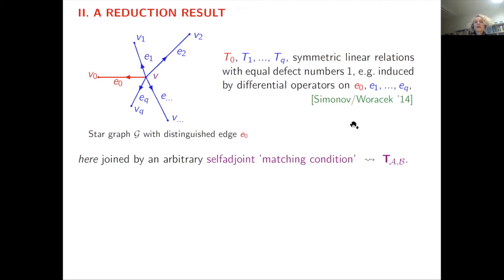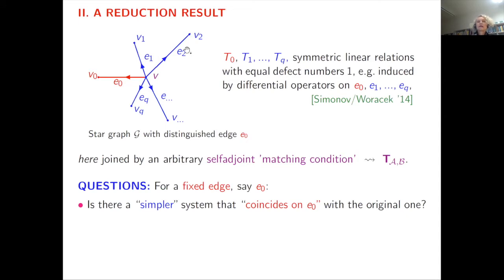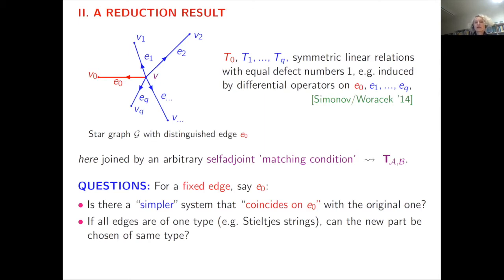Now, a setup like this was considered, for example, already in a paper by Simonov and Woracek in 2014. But we consider completely different questions than they did. So what are we interested in? You see already that I distinguished one edge in color, and also in the enumeration, which I call E0. And we will ask the following question. For a fixed edge, let's call it E0, is there a simpler system that in some sense, which will be made precise later, coincides on E0 with the original one? And secondly, if all the edges are of one type, for example, as we had it before, all Stieltjes strings, can then this new part, which contributes to this simpler system, be chosen of the same type?